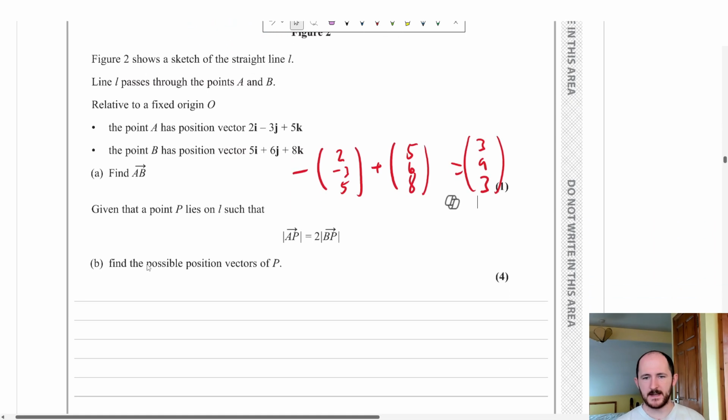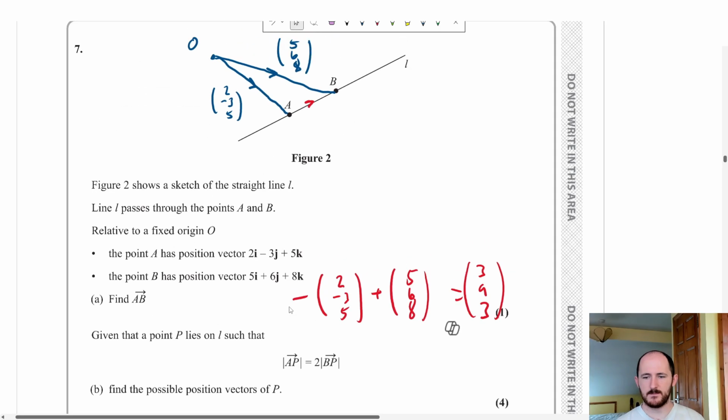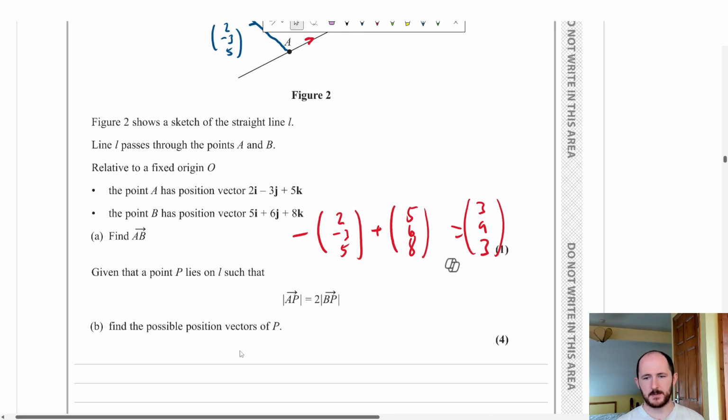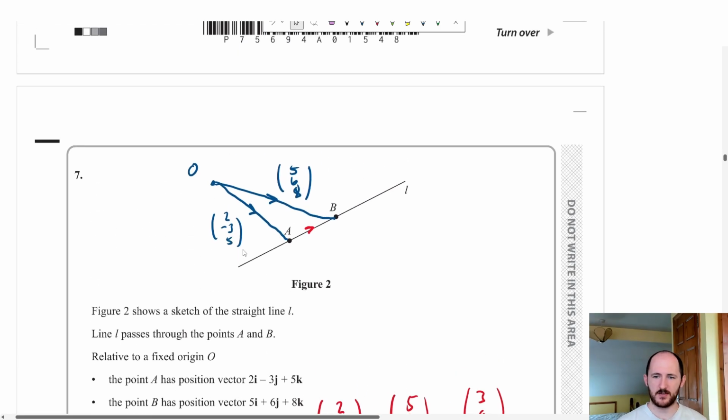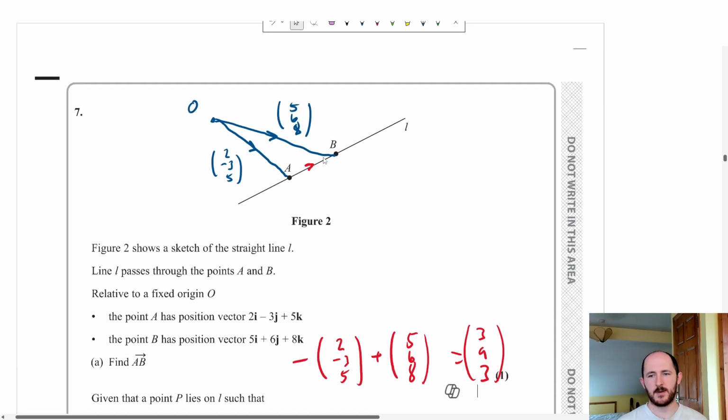Then it says, given that a point P lies on the line such that the distance from A to P is twice the distance from B to P. Find the possible position vectors of P. So first of all, it lies on the line, so it's somewhere along here, but I can actually narrow it down a bit more. You see, it can't actually be on this side of the line, right?